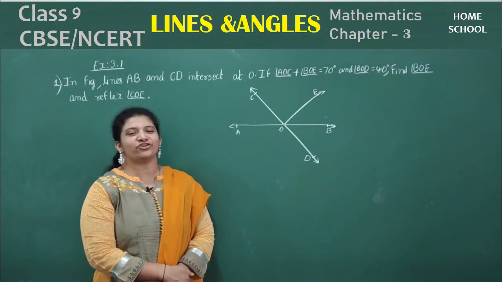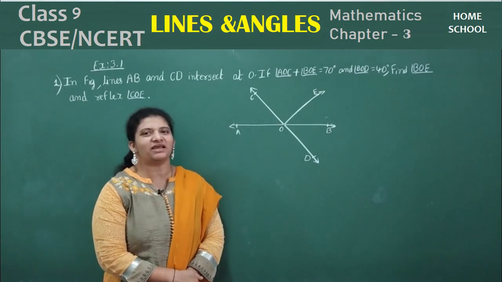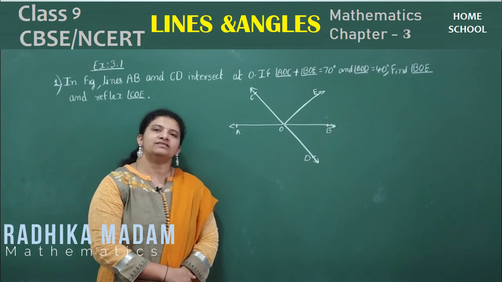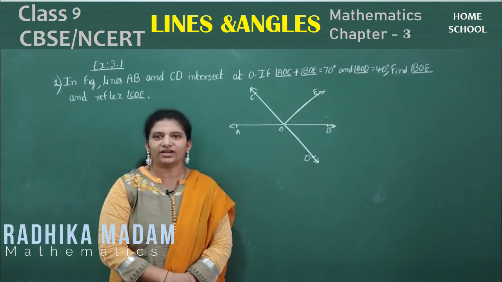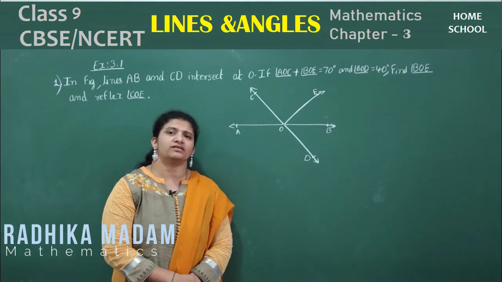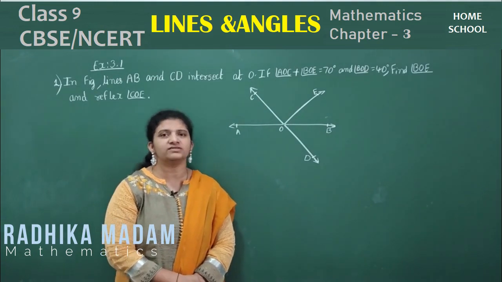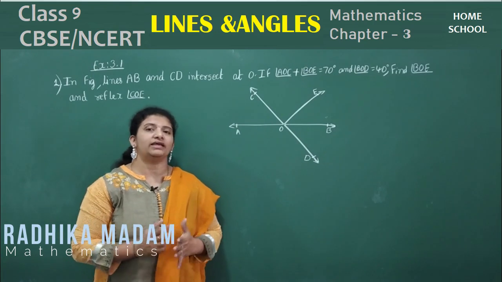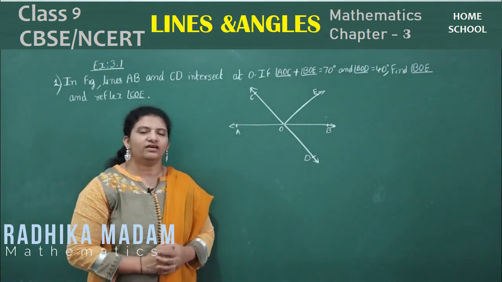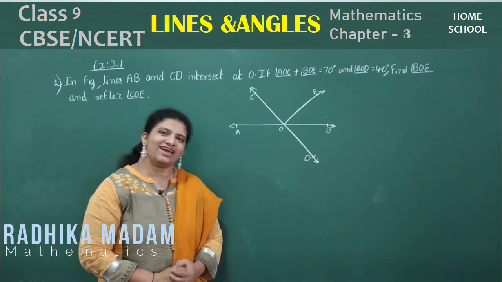This is your next session of your chapter 3, class 9 mathematics, NCERT or CBSE syllabus. In our last session, we have seen a full introduction of what angles are, what the types of angles are, what lines are, how many types of lines there are, how we compare a linear pair, and how we can find the missing angle, right? Now let's start our exercise.